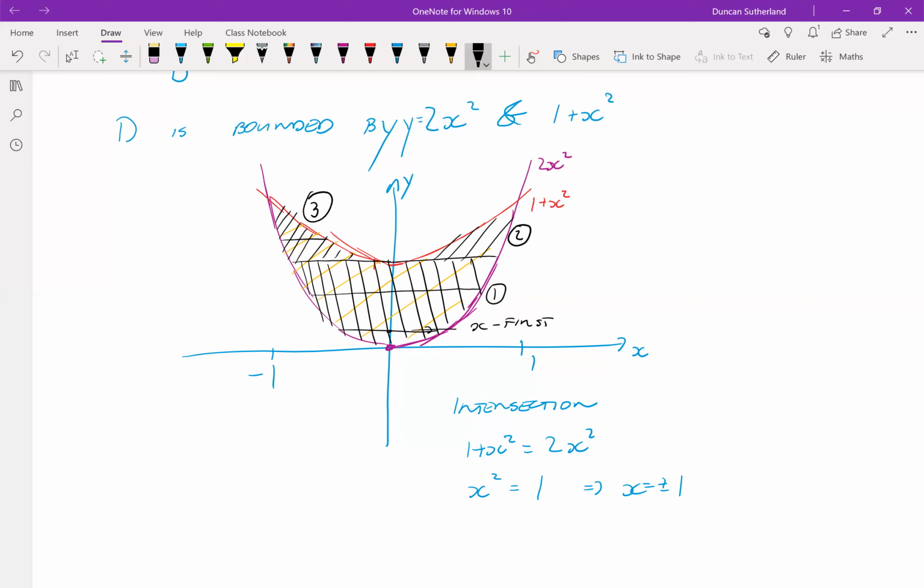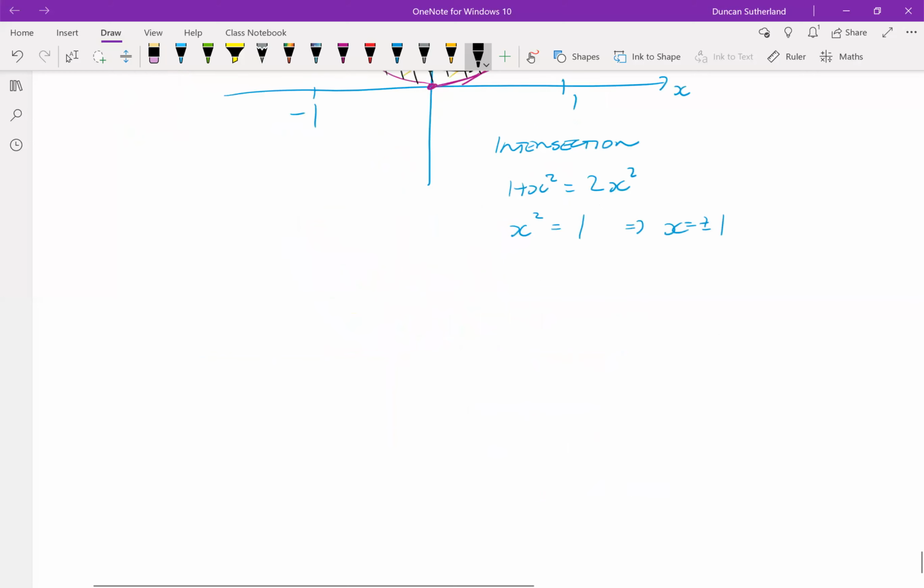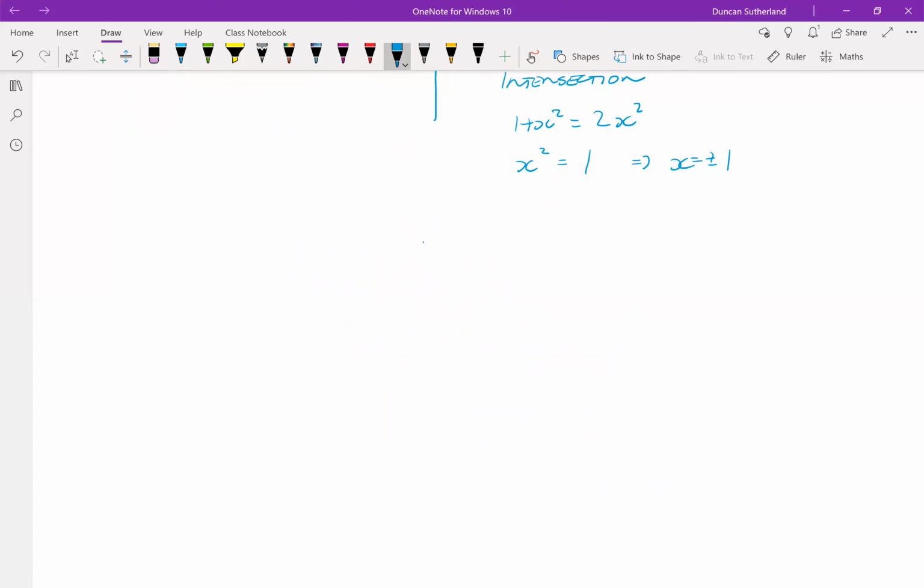Because each of these regions, we've got an integral to do for each of them, and we don't want to do 3 integrals, especially not when we can just do 1 integral. So I'll just redraw my sketch very quickly. So obviously it looks like we're going to be integrating with respect to y first.